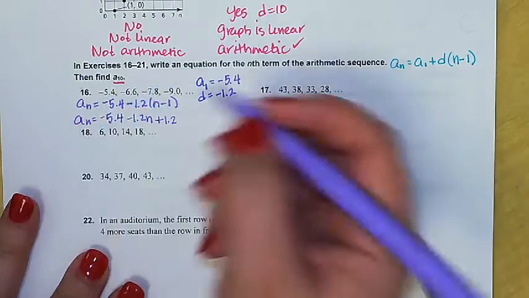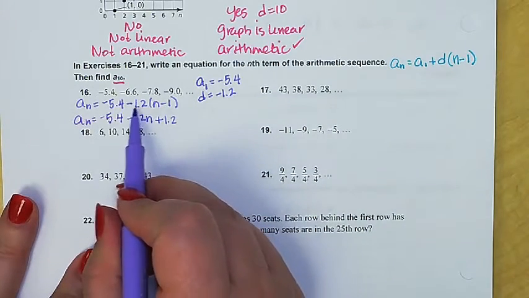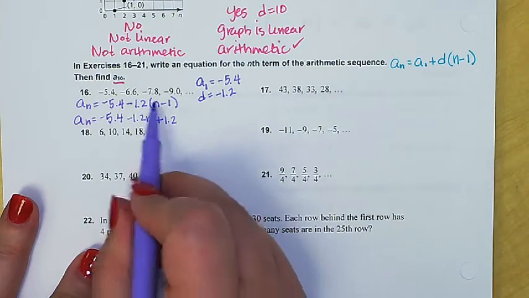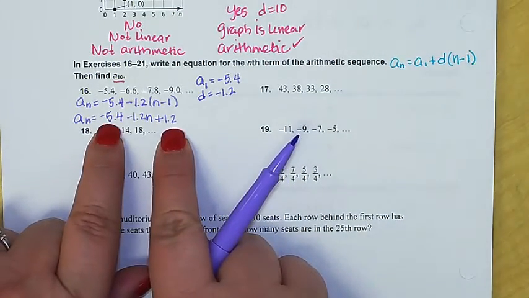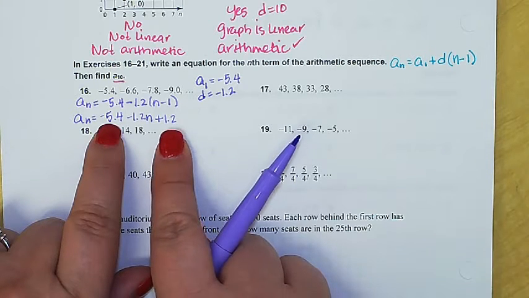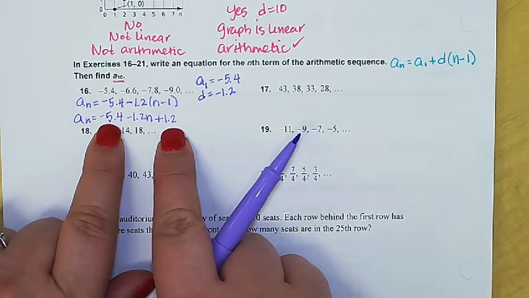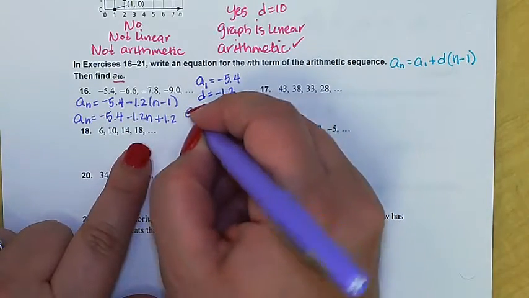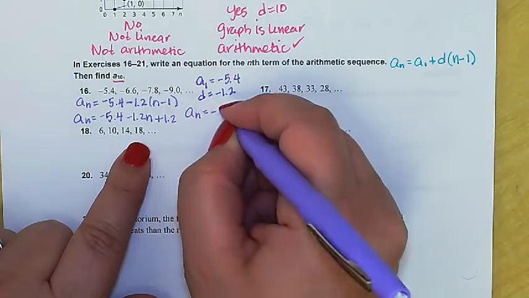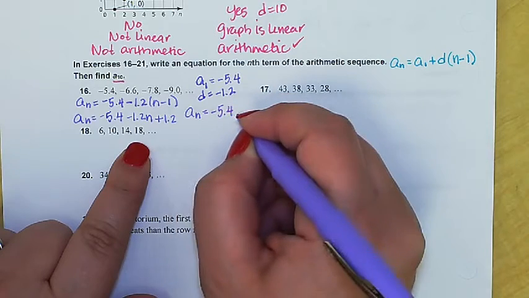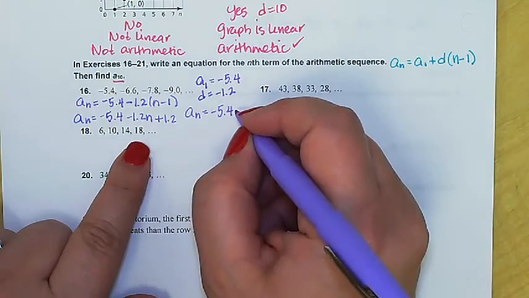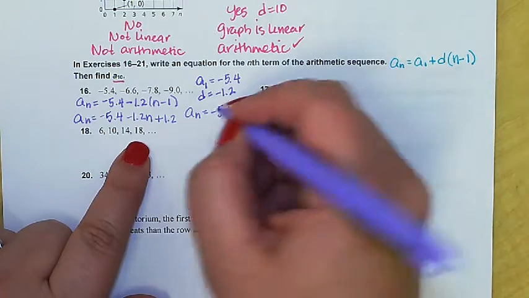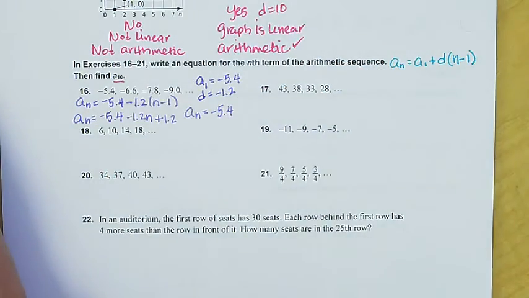And then we combine like terms. So we distributed the d value of negative 1.2, and now we have a couple of like terms right here that can combine. When we combine that negative 5.4 with that positive 1.2, we get negative 4.2. So this is the explicit formula. And then we have, oh, I think I wrote that wrong. Hang on real quick.